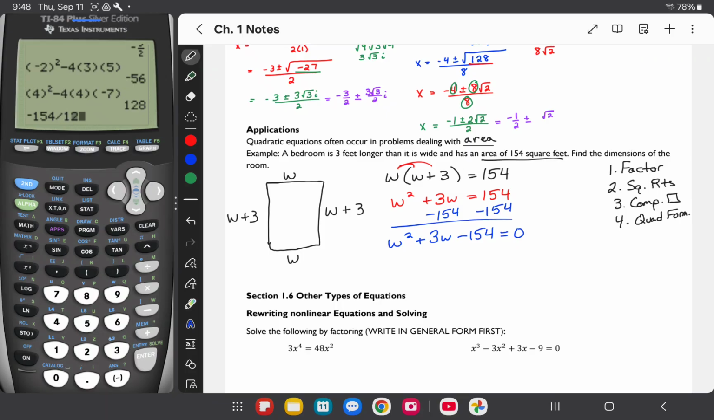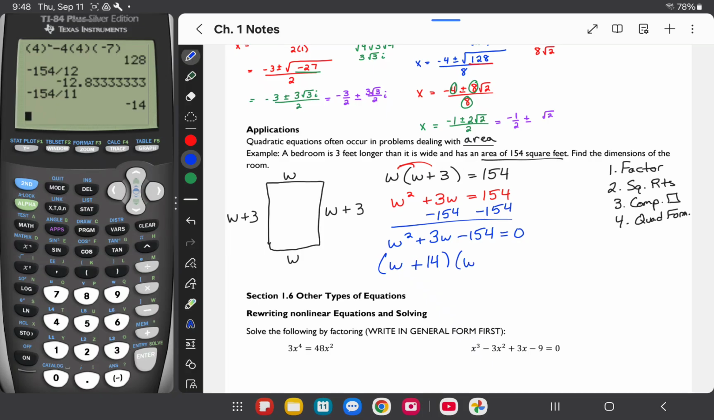I might start by trying to divide by 12, which does not work. So maybe next I try dividing by 11, which does work. In fact, if you look, 11 and negative 14, while they would add to be negative 3, switching the signs would give me positive 3. In other words, I can factor this to be w plus 14 multiplied by w minus 11. And then using my zero product property, I can set those both equal to 0.